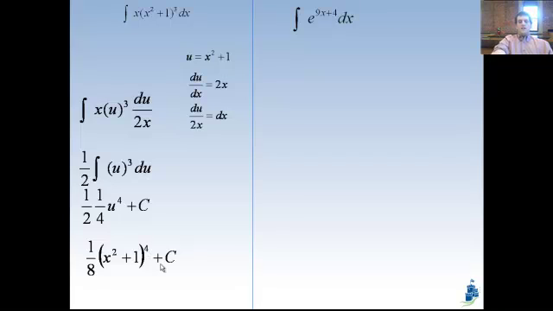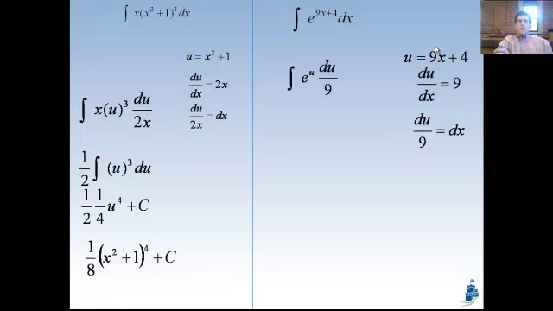All right, last one, an easier one, right? In this case, the inside function is pretty obviously 9x plus 4, because that's inside the e to the something function. So I take the derivative of that and get 9, and rearrange to get du over 9 equals dx. I replace the dx with du over 9. I replace the 9x plus 4 with u. Okay, and then I can pull that 1/9 right out front.